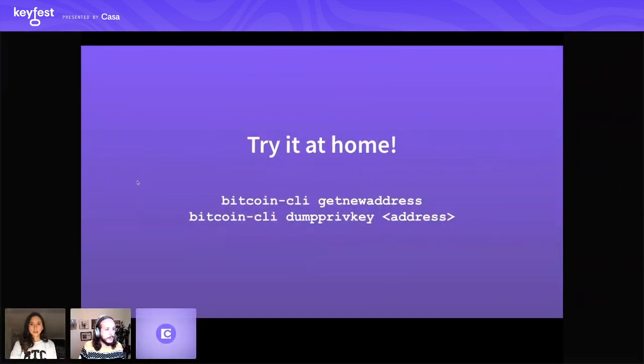If you guys wanted to try this yourself, you can actually do this using Bitcoin nodes. So if you have a Bitcoin node that's synced to the network, you can use Bitcoin CLI to generate keys, as well as dump that private key information if you want to. And then here's the commands for that if you guys want to try this.